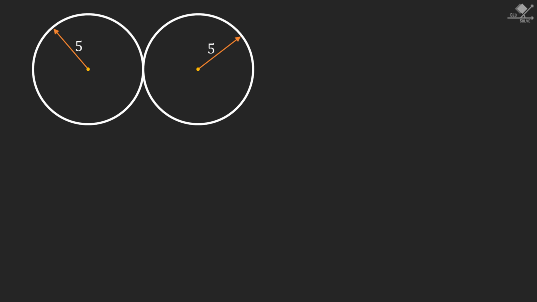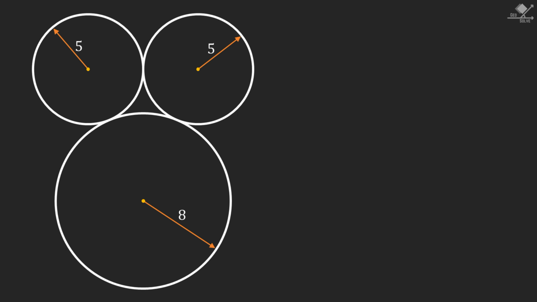We have two tangent circles with a radius of 5 units each, and another circle tangent to both circles that has a radius of 8 units. And we are asked the radius of the circle in the middle, which is tangent to all surrounding circles. Now let's start our solution.